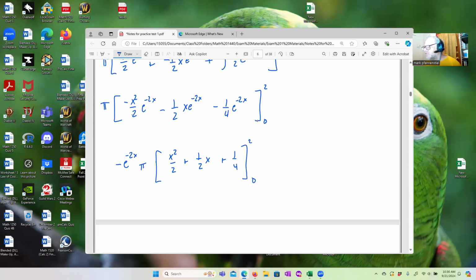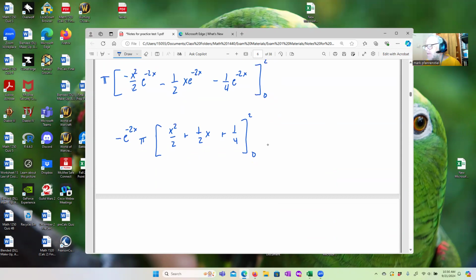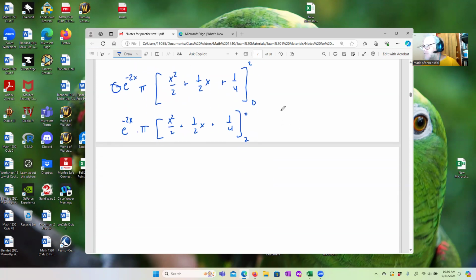Now let me show you one more little trick for doing definite integrals. We have a negative sign out front times the whole thing. This is also equal to, we can swap the limits of integration. We can say this is e to the negative 2x times pi, times x squared over 2 plus 1/2 x plus 1/4. And the negative sign swaps our limits of integration, so instead of 0 to 2, we go from 2 to 0. That takes care of the negative sign. You can use swapping the limits of integration to eat the negative sign, so the arithmetic might be a little easier to deal with.